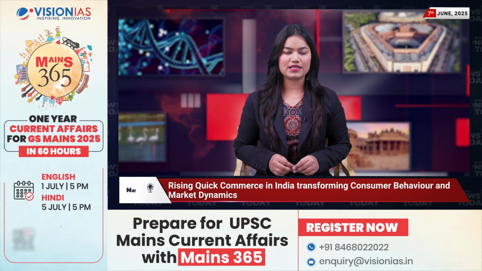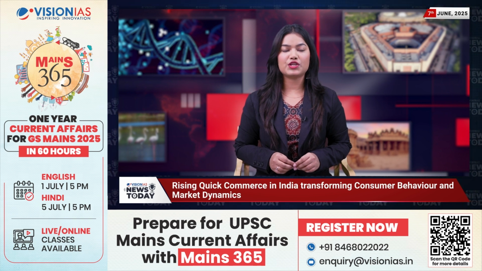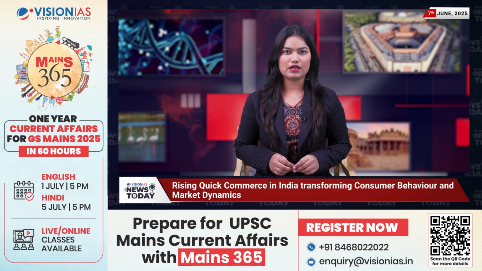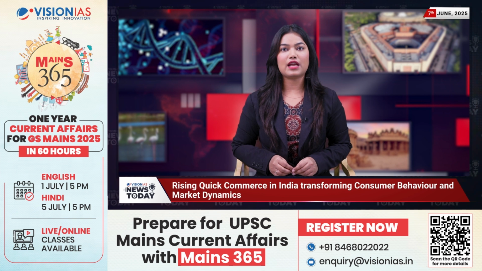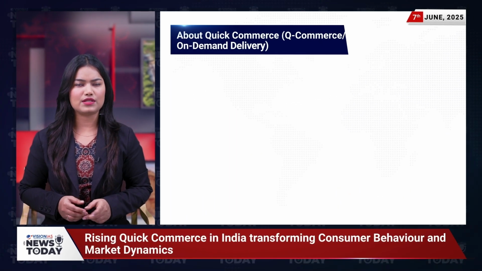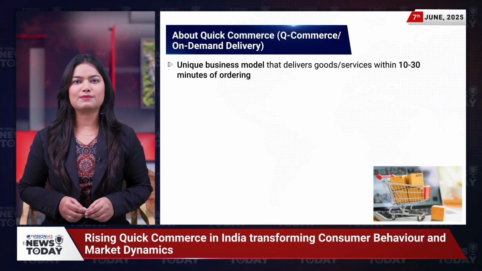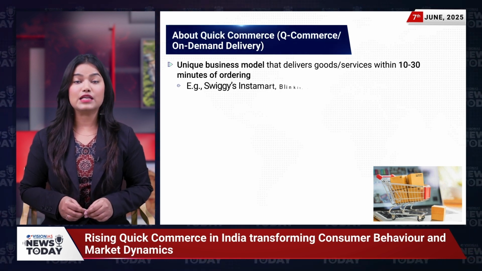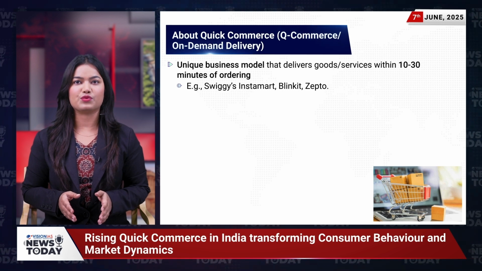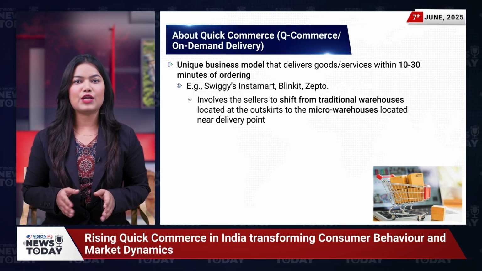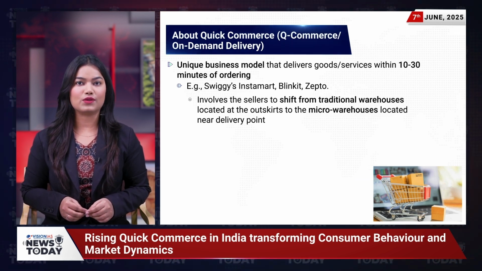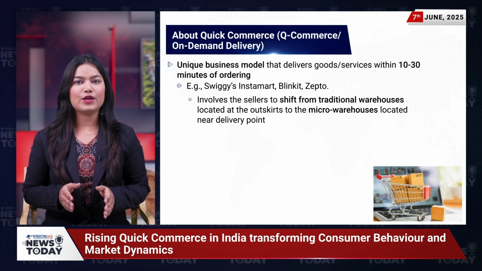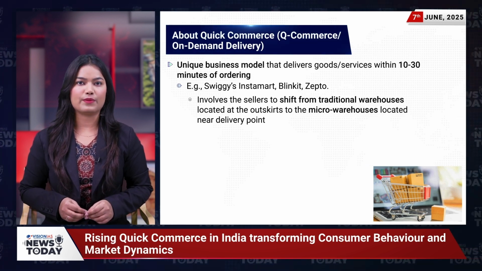A recent report by global consultancy firm Kearney highlights that India's Q-commerce grocery market is expected to grow threefold between 2024 and 2027, reaching a staggering 1.7 lakh crore rupees. But what exactly is Q-commerce? It's a unique business model that delivers goods or services within 10 or 30 minutes of ordering. Think Swiggy's Instamart, Blinkit, or Zepto. To make this possible, sellers have had to move away from traditional warehouses located on the city outskirts to micro warehouses situated closer to delivery points.